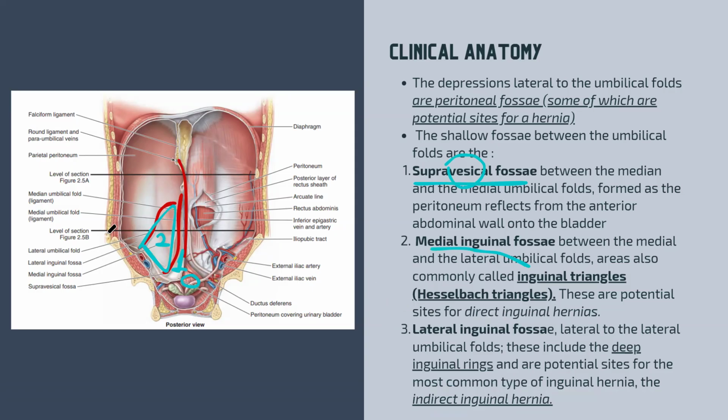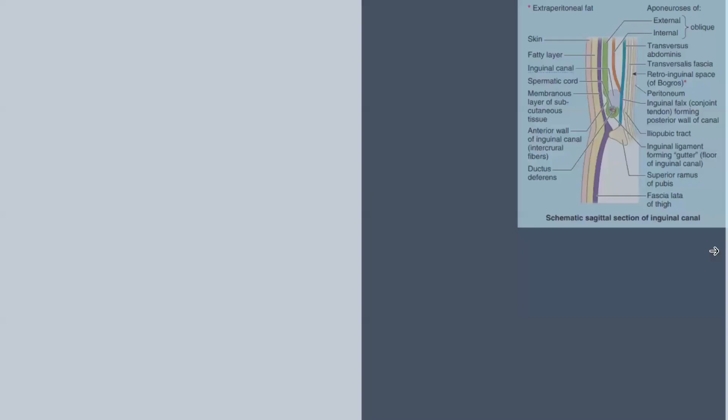So the lateral inguinal fossa is anything lateral to the lateral umbilical fold, which is number three here. And you have here the deep inguinal ring, just lateral to the vessels, okay? And this is the indirect inguinal hernia. Okay, these are the clinical importance of the anatomy.